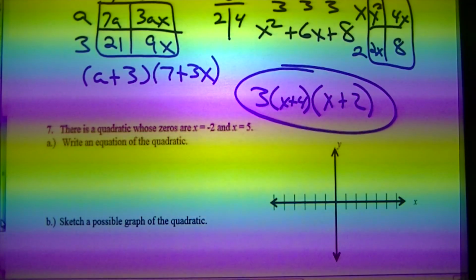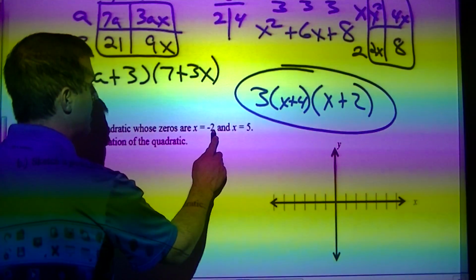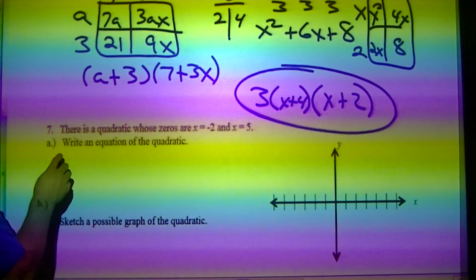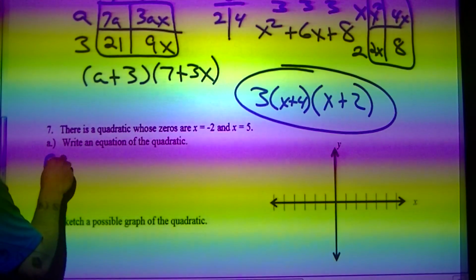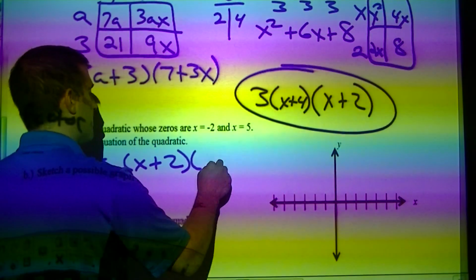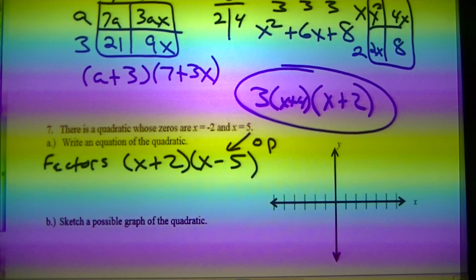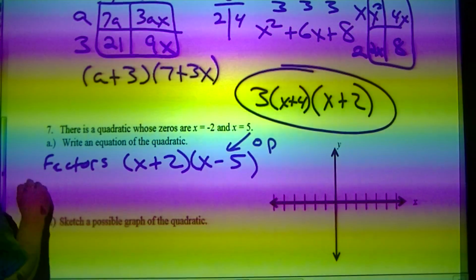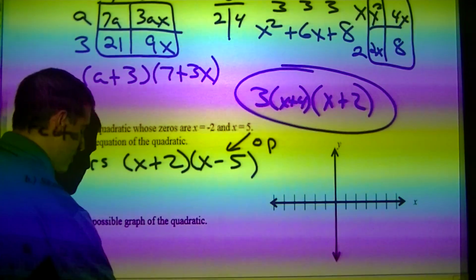There's a quadratic whose zeros are negative 2 and 5. Write the equation. Well, what we know is that if you've got the solutions or zeros, the first thing you have to do is make them into factors. My factors are going to be x plus 2, x minus 5. So when they move down, that's going to be opposite.